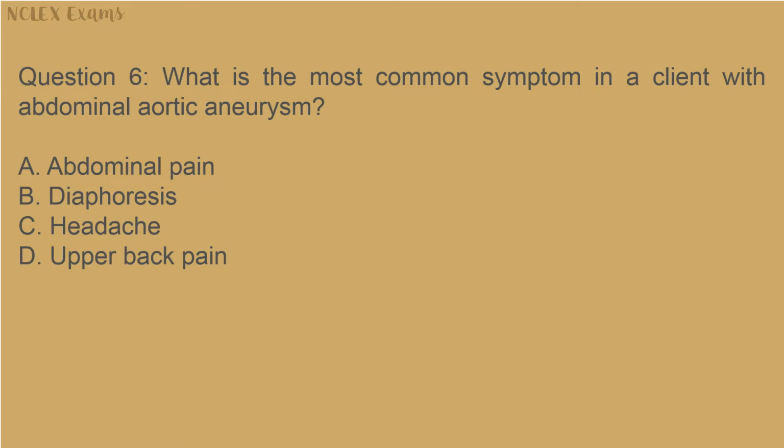Question 6. What is the most common symptom in a client with abdominal aortic aneurysm? A. Abdominal pain. B. Diaphoresis. C. Headache. D. Upper back pain.